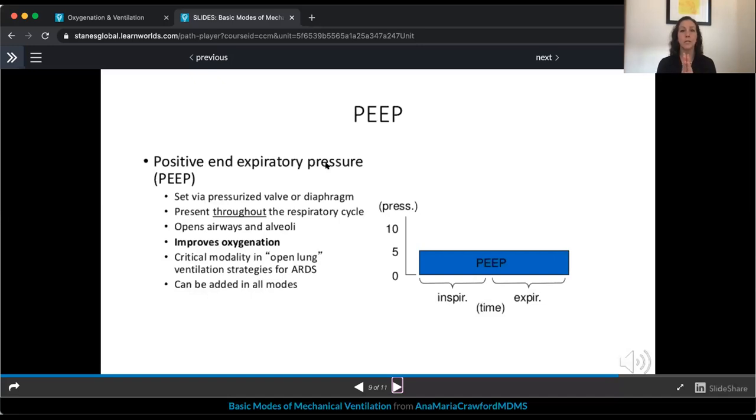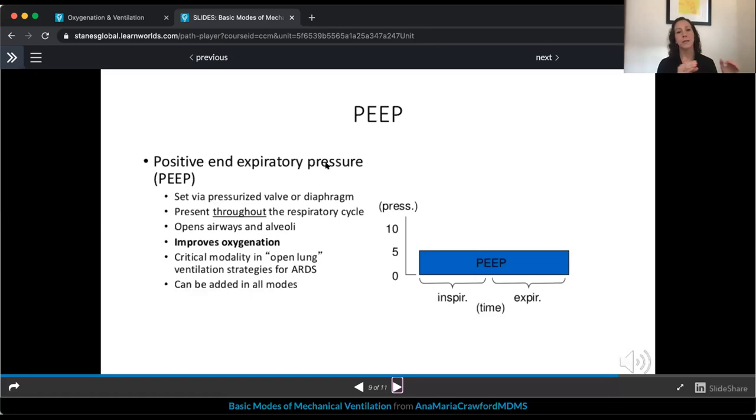So if we all take a big deep breath in and we blow it out or allow it to come out, at the very end of exhalation is when tiny alveoli, especially in the periphery and dependent zones, start to collapse. If you add pressure at the end of exhalation, it will prevent that collapse. It will help prevent atelectasis of the alveoli. And that's really important for getting that oxygen in. So it really has a big impact on oxygenation.